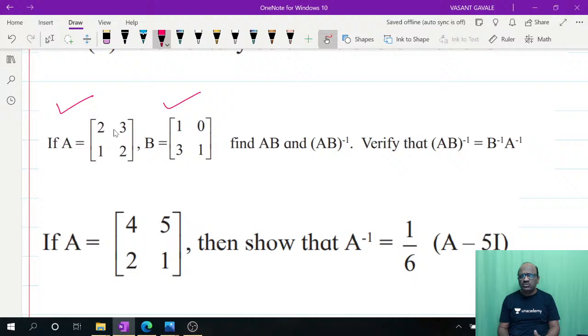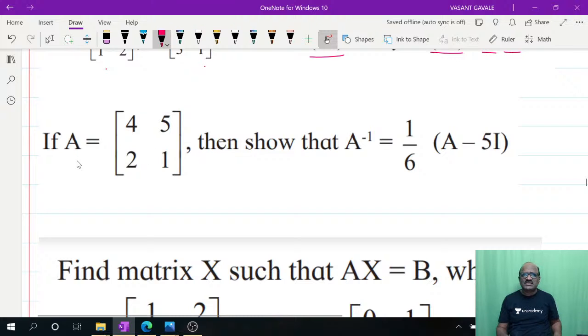If A = [2 3; 1 2], B = [1 0; 3 2], find AB. First of all, find out the product AB, and then find out the inverse of AB, and then verify that (AB) inverse is equal to B inverse into A inverse. Okay. This type of question may also be asked for 4 marks. If you have an objective question of 2 marks, then even in a 4 marks question, you will be asked this for verification.